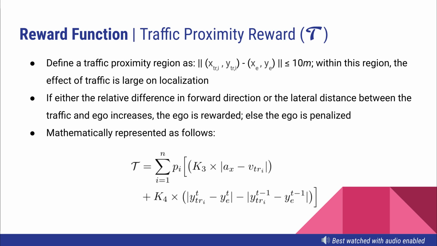The first term is simply the difference between the action along the x-axis, which is usually along the length of the road, and the velocity of the ith traffic vehicle. The second term is the difference in the absolute differences of the y coordinate of the ego vehicle and the ith traffic car in the current and previous iteration. Both of these terms return a positive reward when the distance between the ego and the traffic is increasing.